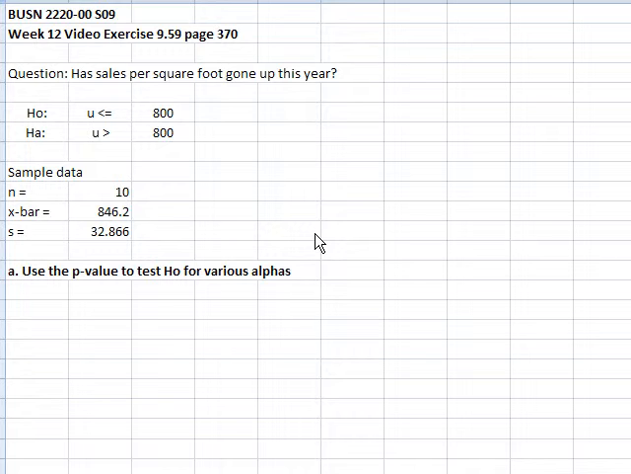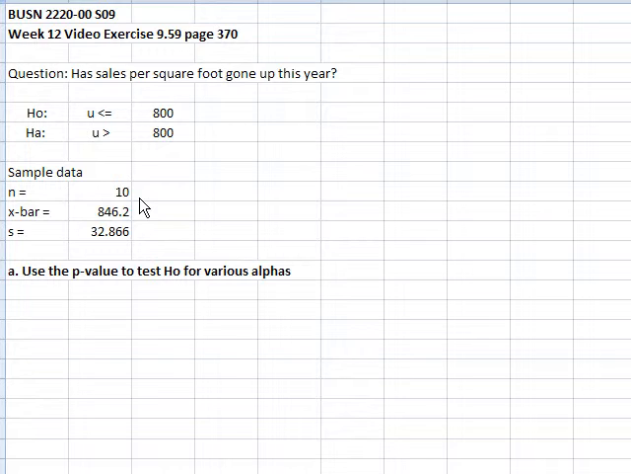Now, they took a sample of 10 stores. You can see I've got the data plunked in here. And they came up with an average sales per store of $846.20 per square foot. The standard deviation for that sample of 10 was $32.86 per square foot. But we have to ask the question, is that really good enough? 846 sounds like a lot more than 800, but considering the standard deviation of 32, does that really cut it? Now, the other problem is we have a sample size of only 10, so we have to ask ourselves, what are we doing here? Is this really going to work? Can we use a sample size of 10?